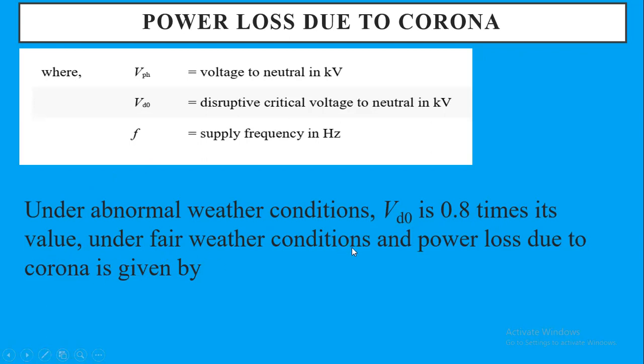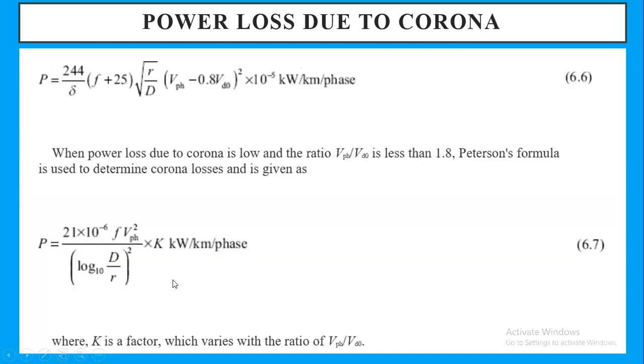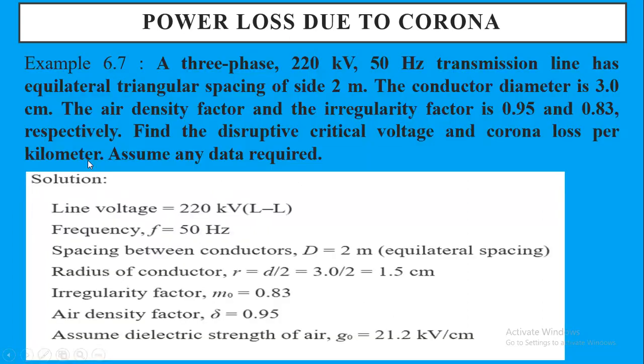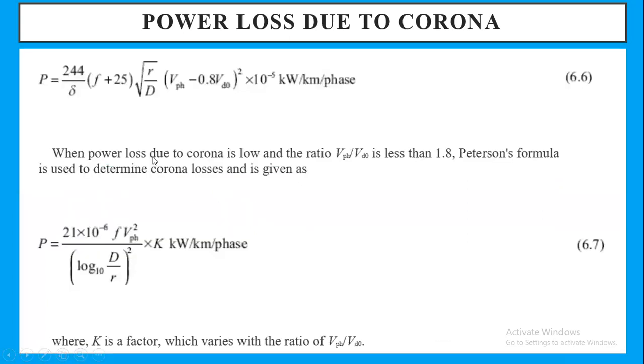Under fair weather conditions, the power loss due to corona is given in normalized form like this. We are already aware of the factor, but the change in the formula is 0.8 times V D naught. As per the previous formula, equation 6.6 would be the same when power loss due to corona is low and the ratio V phase by V D naught is less than 1.8.